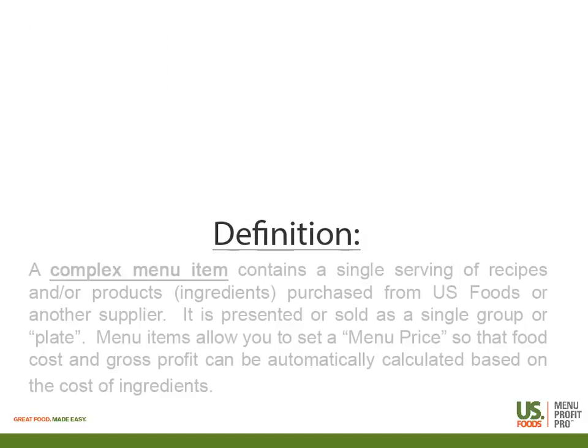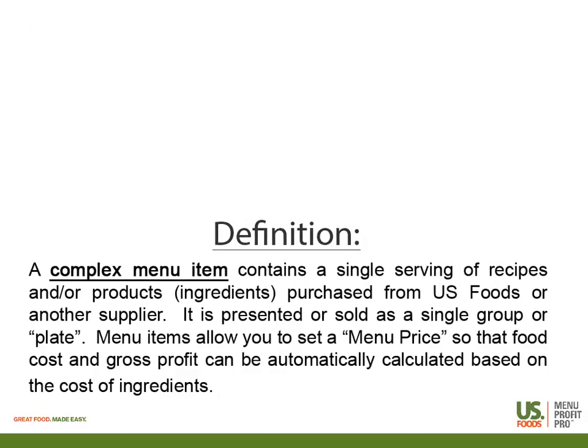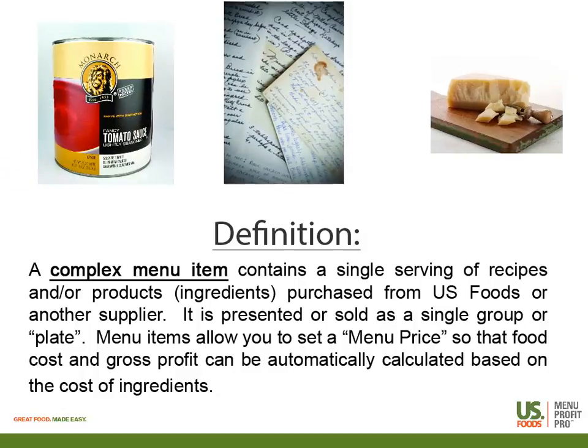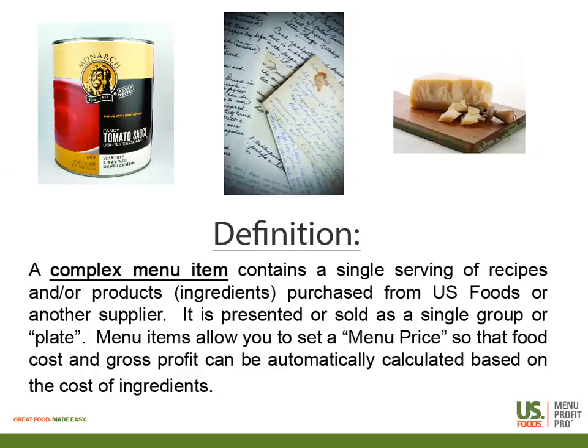Definition: a complex menu item contains a single serving of recipes and/or products, ingredients purchased from US Foods or another supplier. It is presented or sold as a single group or plate. Menu items allow you to set a menu price so that food cost and gross profit can be automatically calculated based on the cost of ingredients.